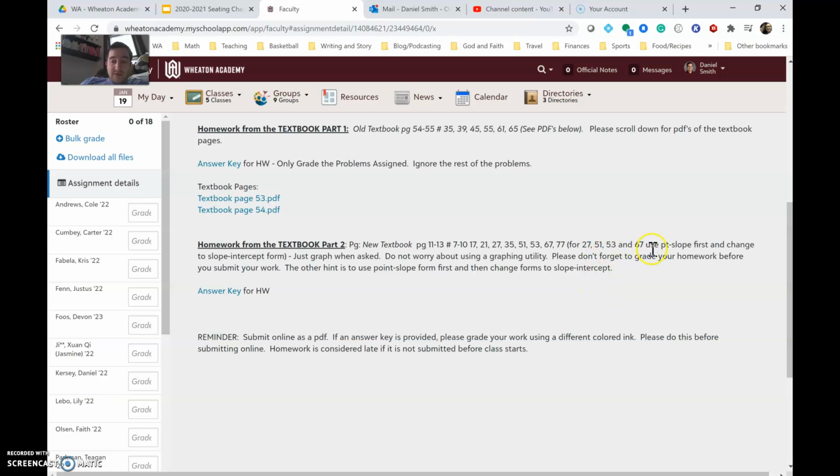And notice it tells you to use point slope first and then change it to slope intercept form. We're telling you that to make your life easier. Don't worry about using a graphing utility if it tells you that. And don't forget, grade your homework. Here's the answer key. I don't put the answer key there for you to copy it, believe it or not, even though some of you think that helps until you fail the test and realize that was a bad plan. The answer key is for you to do your homework as well as you can and then check your answers.